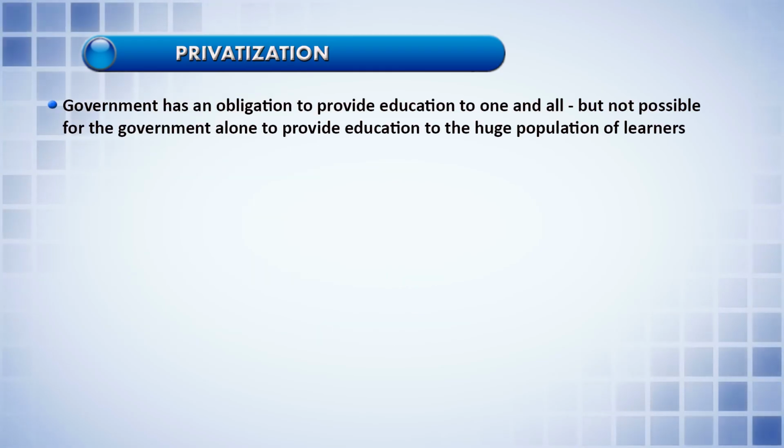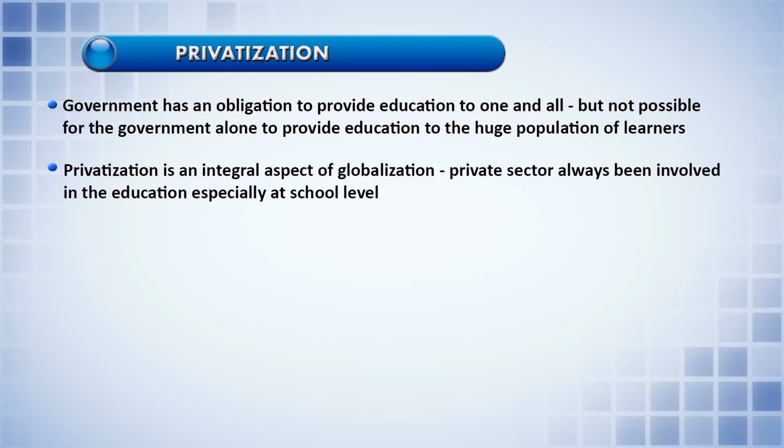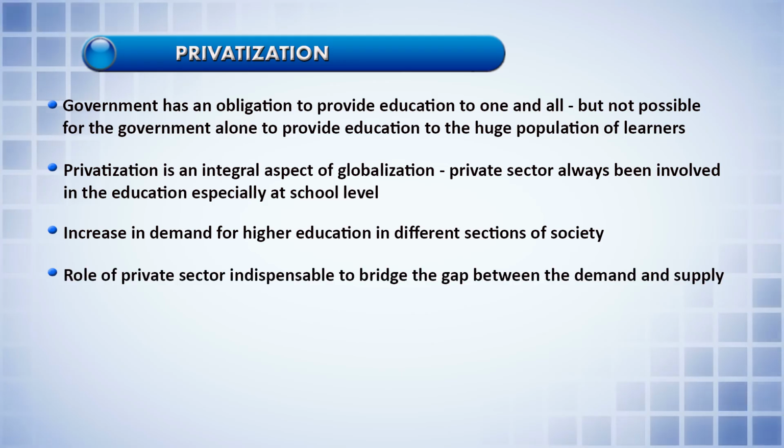Government has an obligation to provide education to one and all, but it is not possible for the government alone to provide education to the huge emerging population of learners in India. Privatization is an integral part of globalization, as we have seen, and private sector has always been involved in the education sector, especially at the school level. As there is an increase in demand for higher education in different sectors of society, the role of private sector gets indispensable to bridge the gap between the demand and supply.